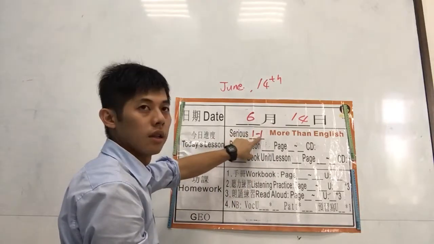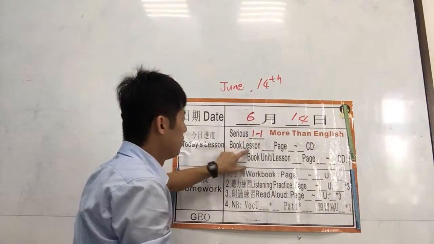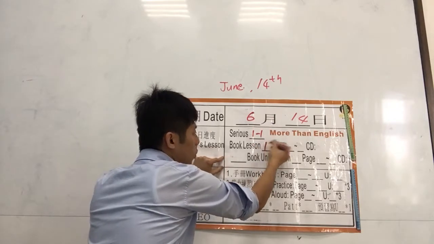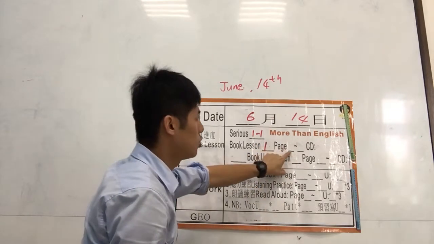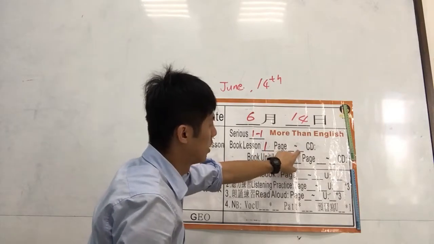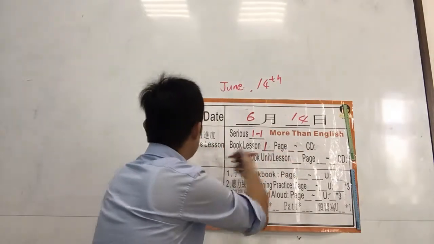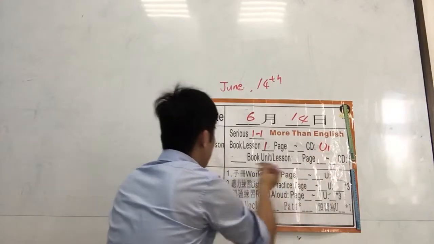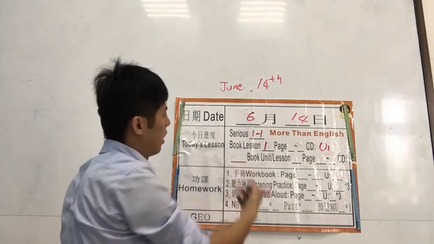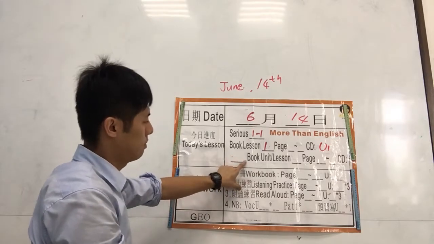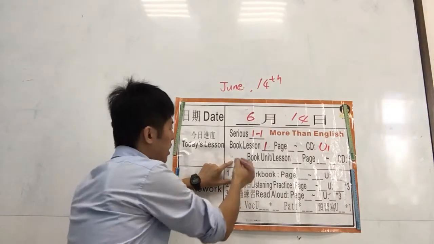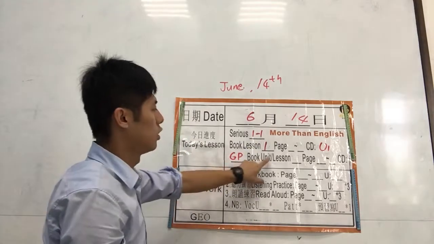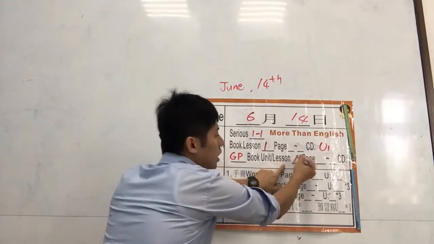Level one, book one, right? Book lesson where I suggest that student write lesson one. Page you can ignore it. But CD you have to let the student listen to unit one. And what is next book, like phonics, right? So we say grammar GR, phonics GP, unit 1 lesson 1.